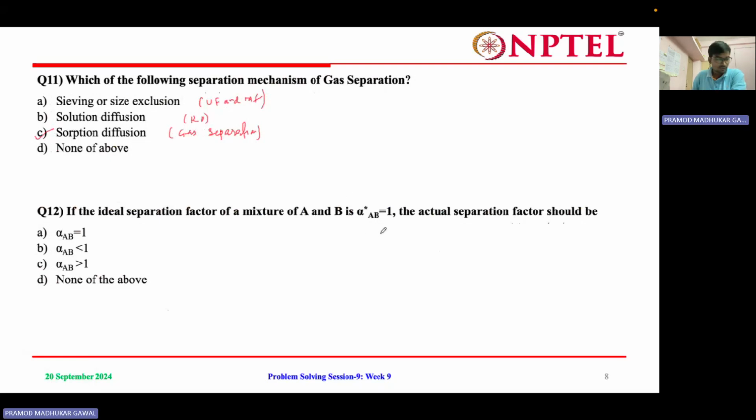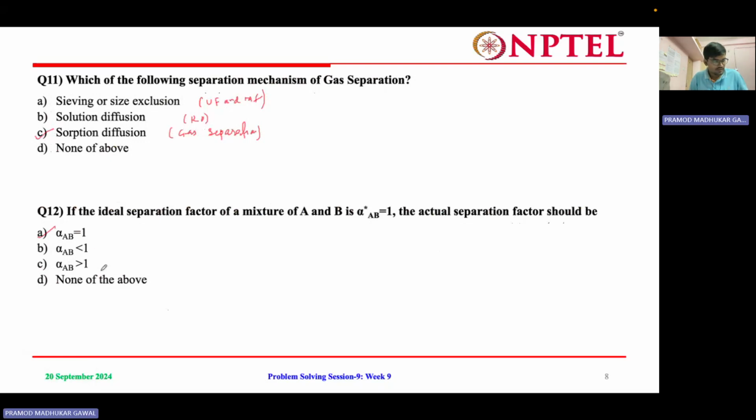So alpha AB equal to 1 means the two components have the same volatility. In such a way, the actual separation factor alpha AB would also be 1, because there is no driving force for the separation of the two components, right? Option C is matching here.